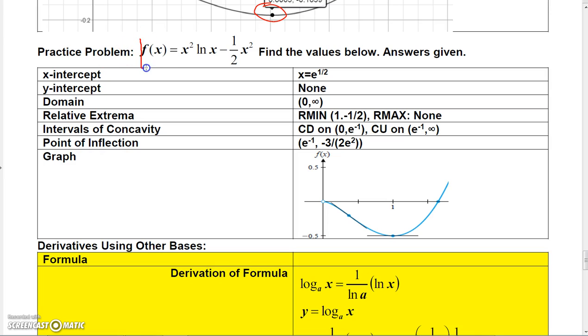Okay, freeze the video and analyze this function and answer the questions in this table here, and then sketch the graph. And you can do that, and then when you're finished you can restart the video.